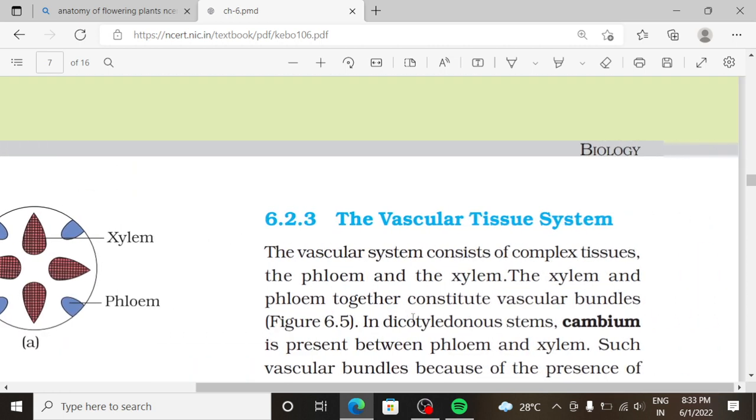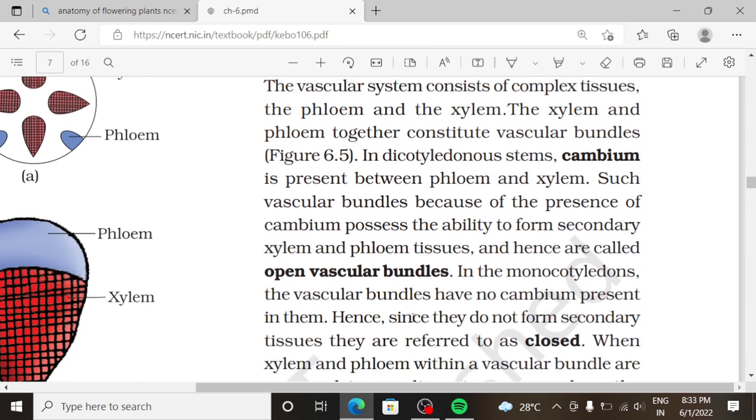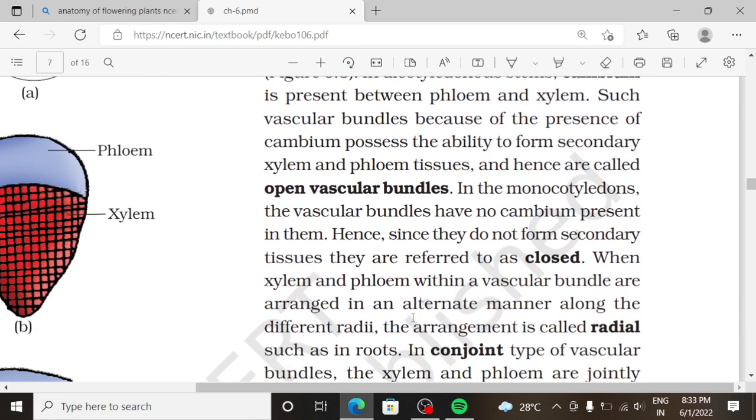The vascular tissue system. The vascular system consists of complex tissues, the phloem and the xylem. Xylem and phloem together constitute vascular bundles. In dicotyledonous stems, cambium is present between phloem and xylem. Such vascular bundles, because of the presence of cambium, possess the ability to form secondary xylem and phloem tissues and hence are called open vascular bundles. In the monocotyledons, the vascular bundles have no cambium present in them. Hence, since they do not form secondary tissues, they are referred to as closed.